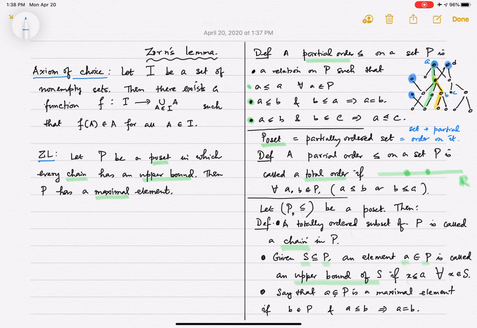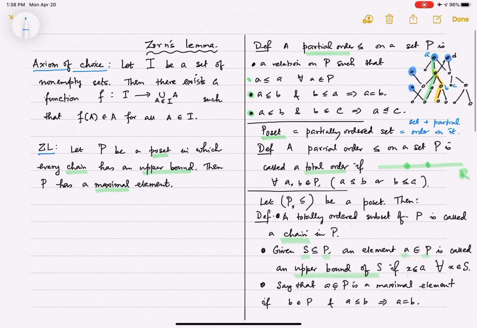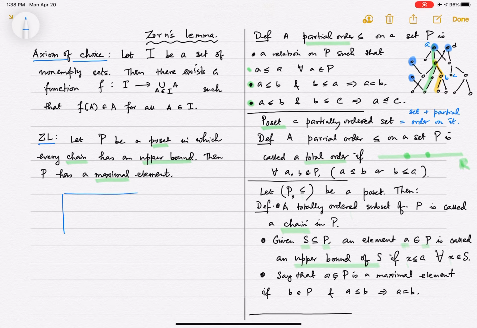This might sound confusing, but a picture will say it much better, I think. So here's a picture of I. I is a set of sets. So here is a set A in I. Here is another set in I. Here is another set in I, etc. So you can think of I as a box which contains many boxes. A box called A, a box called A prime, a box called A double prime, etc.